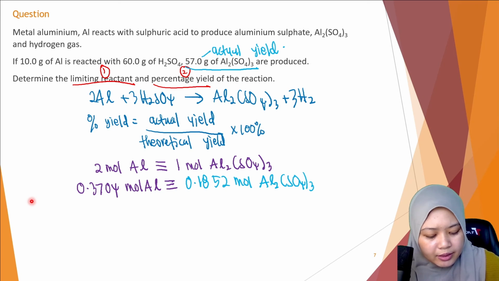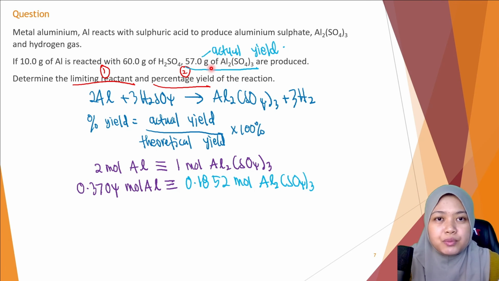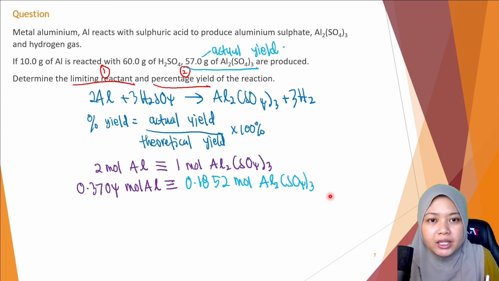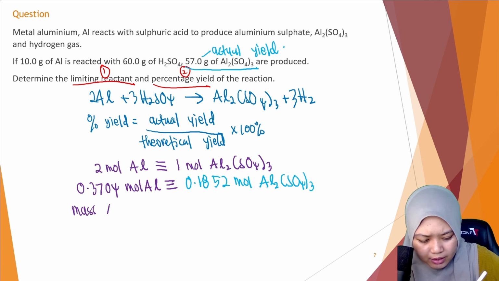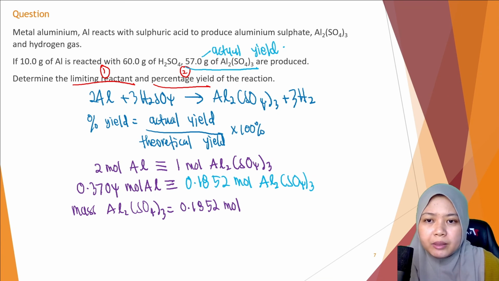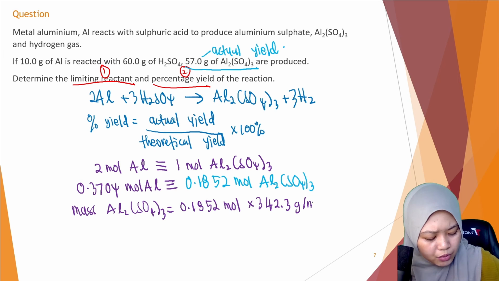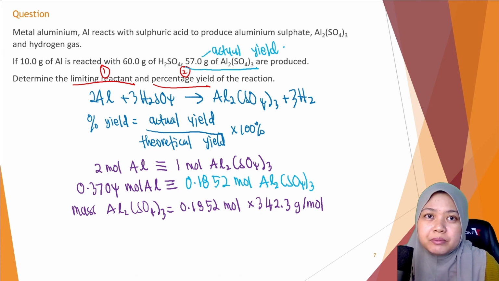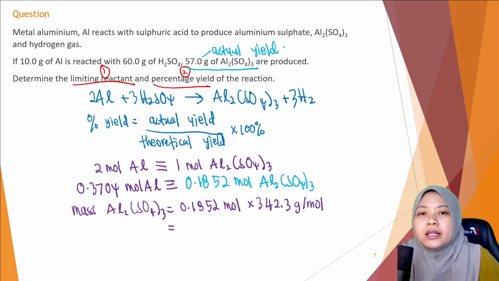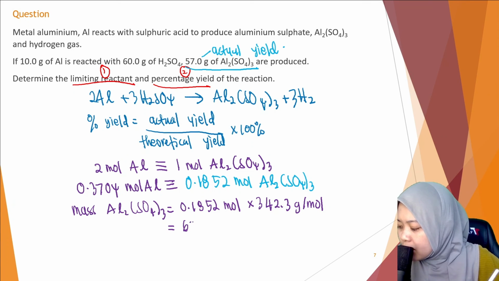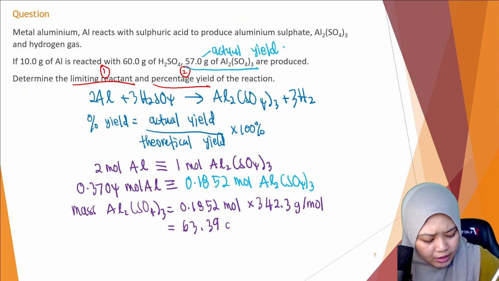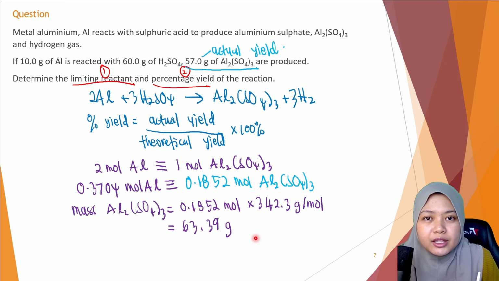Then, since yield dia dalam unit gram, that means you have to find the theoretical yield dia dalam unit gram, which is you dapatkan mass kepada aluminium sulfate ini. So to get the mass of aluminium sulfate, mol yang you baru dapat, you multiply with the molar mass. Okay, so the molar mass is 342.3 gram per mole. Kalau madam ada salah in my calculation, please inform me ASAP. And the mass that you will get is 63.39 gram. The mass that you get is theoretical yield.